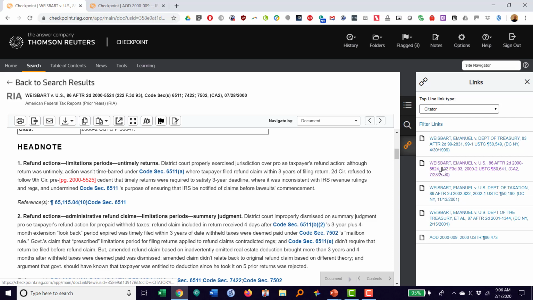Now, you do notice over here, it's a little confusing. We have four different Weisbart cases over here from the citator. And the reason is because there are four different opinions. And that's because this case went through the courts a couple of times, right?